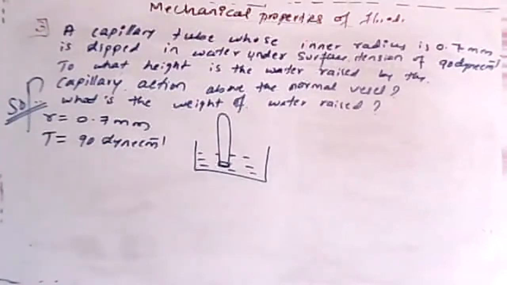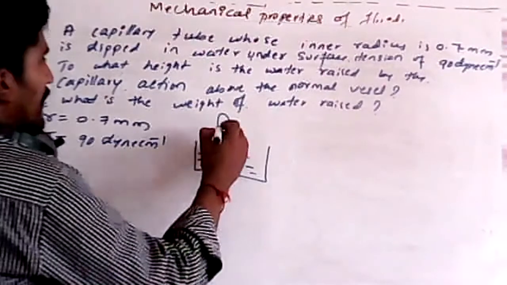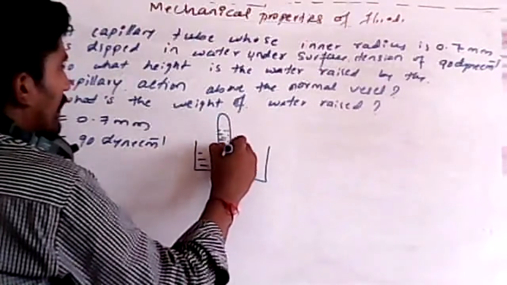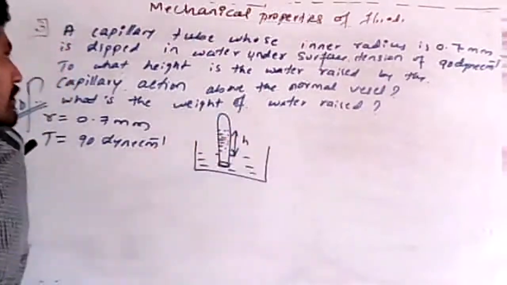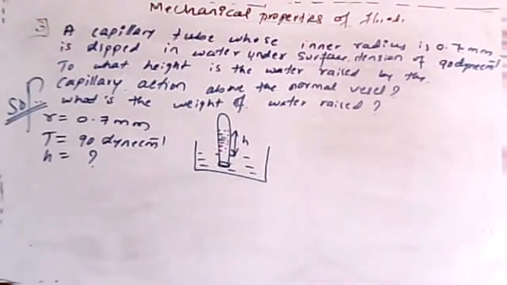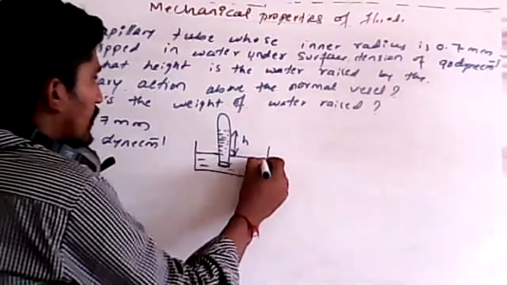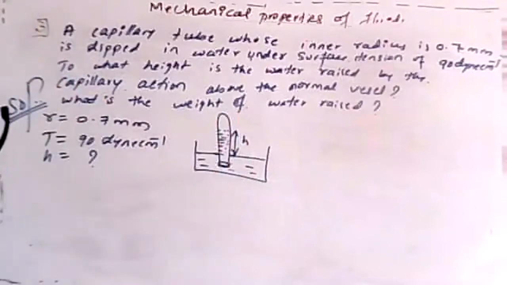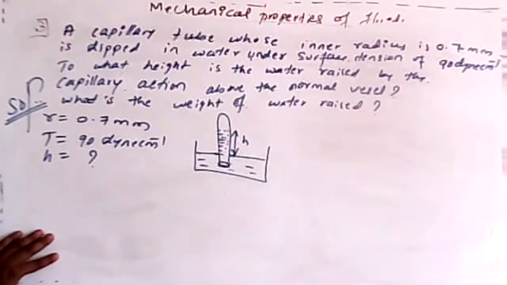To what height is the water raised in capillary action? We don't know at what height it is raised. So now I want to calculate what is H, above the normal vessel. Normal means this is the normal height. At what height will it rise? We don't know. We want to find out that. Question mark. In this particular case, students, what is your answer? Per centimeter they told.